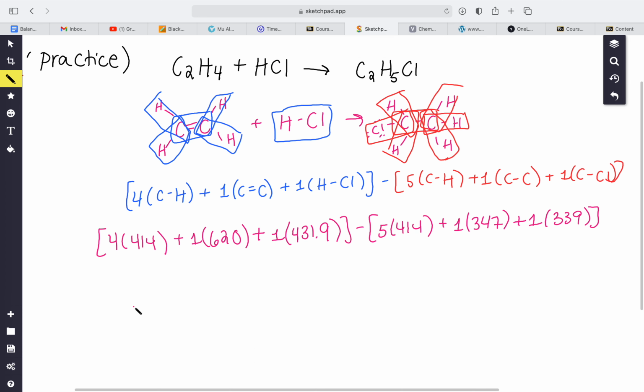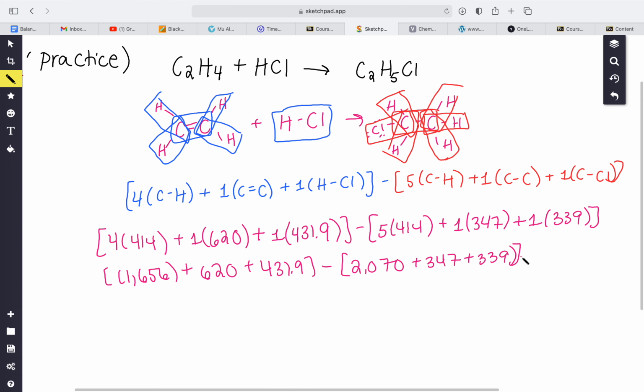All right, let's go about adding these together now. So 4 times 414, it's a big number. We have 1,656 plus 620 plus 431.9. We're going to subtract that from our 5 times 414, an even bigger number, 2,070, plus 347 plus 339. Alrighty, 1656 plus 620 plus 431.9. Okay, I added it right.